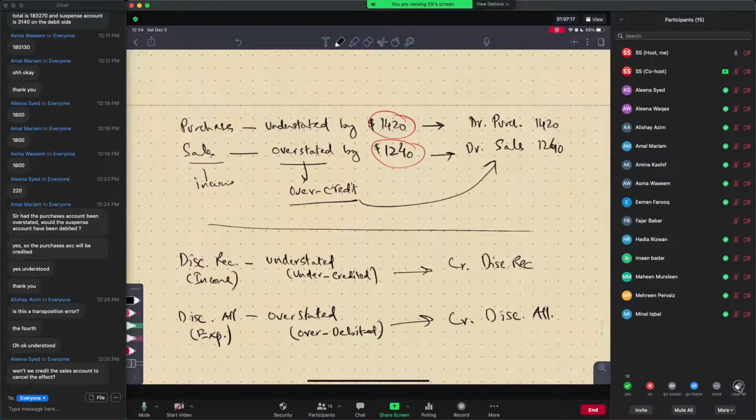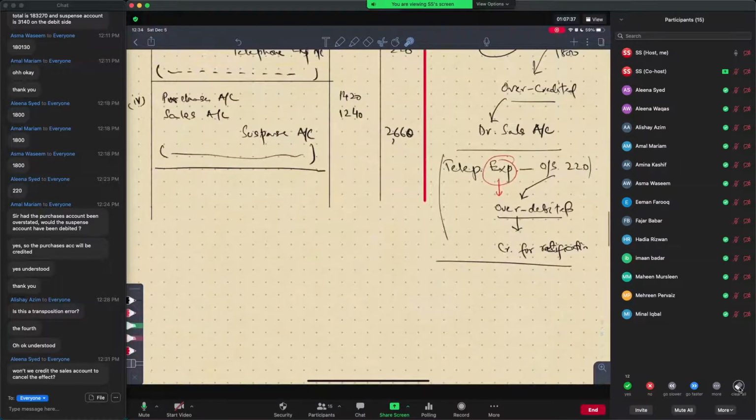If an income has been understated, it means it is under credited, so we will rectify it by crediting it. And if an expense is overstated, then it means it is over debited, and if it is over debited then we must credit it to rectify this error. So we are going to credit both of these entries, error 5 here, and we are going to credit discount allowed and discount received, both of them with 685 each, right?